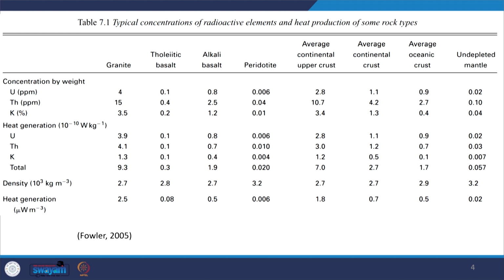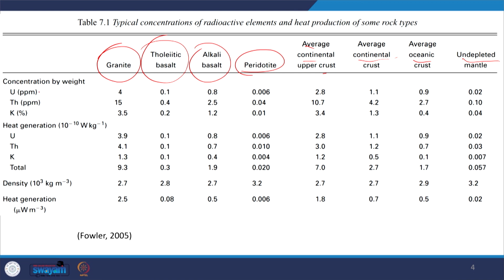Now, here is the typical concentration of radioactive elements and heat production of some rock types. If you see here different rock types, that is granite, which is the main composition of the upper crust. If you remember, it is granitic to granodioritic composition, the upper crust. Then we have tholeiitic basalt, that is the ocean surface. Then we have alkali basalt. Then we have peridotite, which is the layer 4, and there is average continental upper crust, average continental crust, average oceanic crust and undepleted mantle.